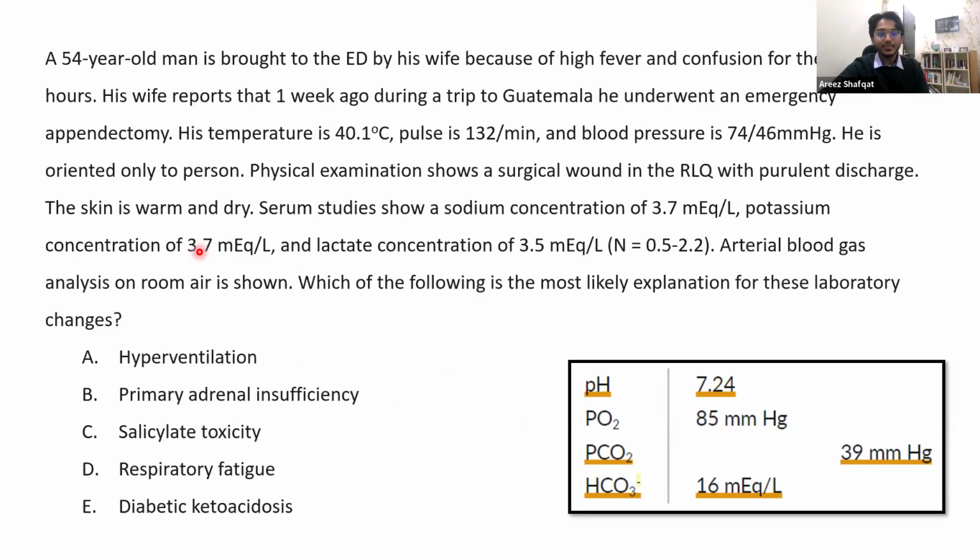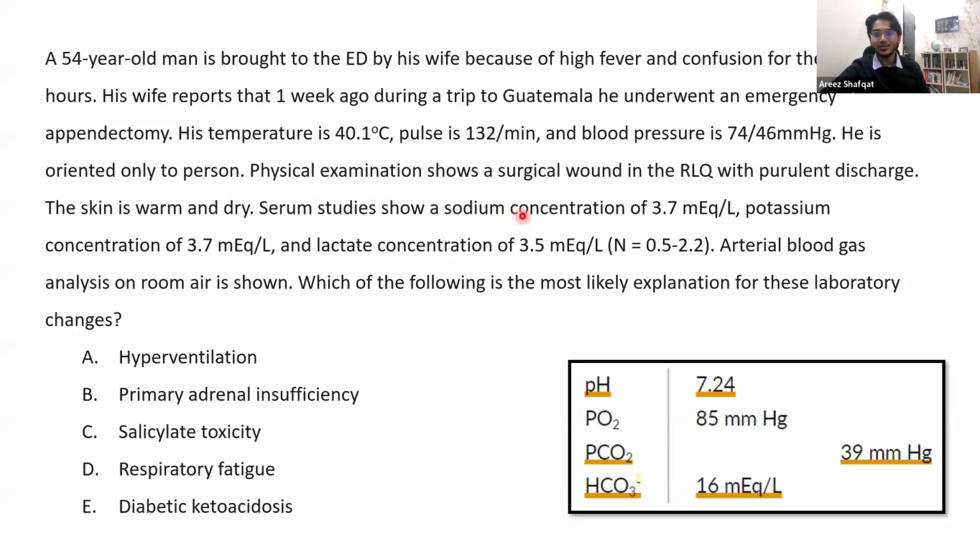Okay. Now, a 54-year-old man is brought to the ED by his wife because of high fever and confusion for the past 10 hours. His wife reports that 1 week ago during a trip to Guatemala, he underwent an emergency appendectomy, or removal of the appendix. He is febrile, tachycardic, hypotensive, disoriented. Physical examination shows a surgical wound in the right lower quadrant with purulent discharge. So he has an infected wound. The skin is warm and dry.